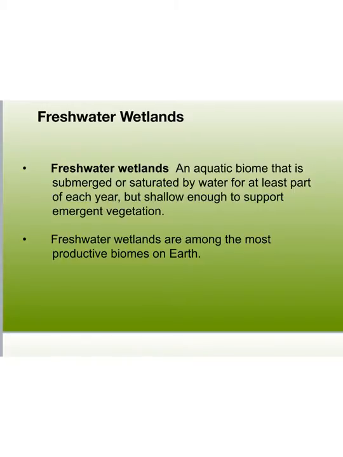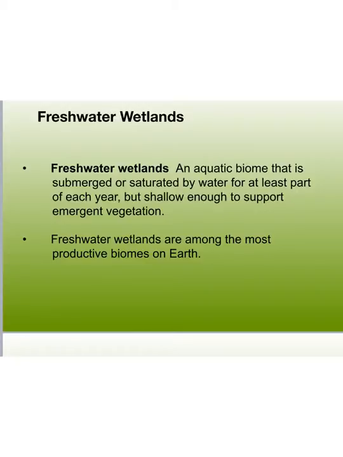Freshwater wetlands are aquatic biomes that are submerged or saturated by water for at least some portion of the year. They're usually shallow enough for emergent vegetation, plants to actually come out through the soil and emerge through the water. There's a lot of examples of freshwater wetlands. We call them swamps, marshes, bogs. There actually are technically differences between all of these things.